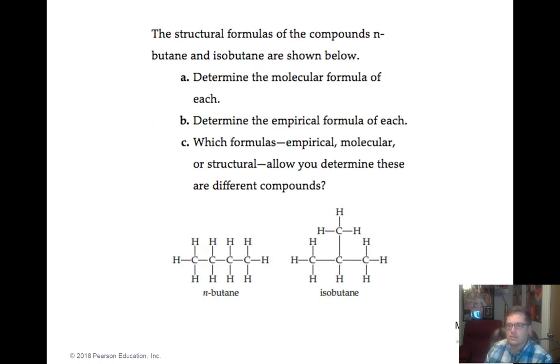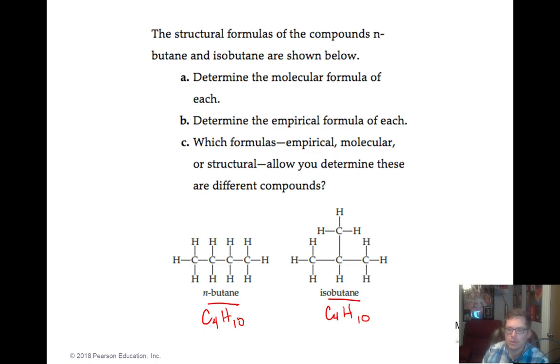All right, so we're going to determine the molecular formula. So we've got these two things. We've got n-butane, we've got isobutane. We want to determine the molecular formula of each, okay? So really we just have to count up the number of carbons. So there's 4 carbons here. So this is C4, and there's 1, 2, 3, 4, 5, 6, 7, 8, 9, 10 hydrogens. Now the other molecular formula, 1, 2, 3, 4 carbons again, and then 1, 2, 3, 4, 5, 6, 7, 8, 9, 10 hydrogens. So 4 carbons, 10 hydrogens in both of those. So the molecular formula for n-butane and isobutane are exactly the same.